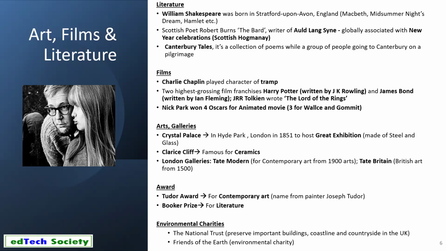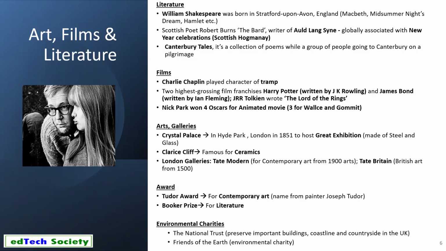Cliff, he's very famous for ceramics. And London galleries: Tate Modern is for contemporary art from 1900, and Tate Britain is for British art from 1500. So remember, Tate Modern is famous for contemporary art, and only art from 1900 onwards is displayed there. The Turner Award is for contemporary art. The name came from the very famous painter Joseph Turner.